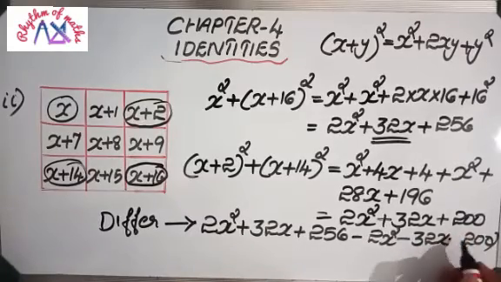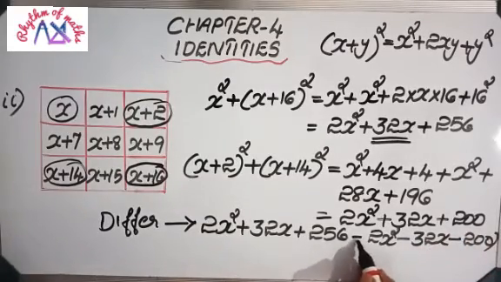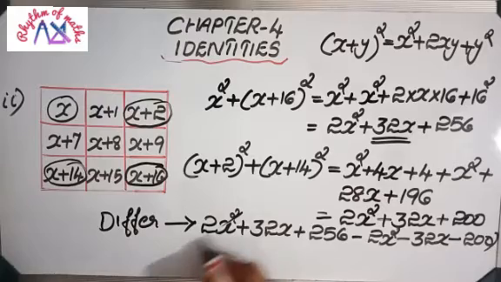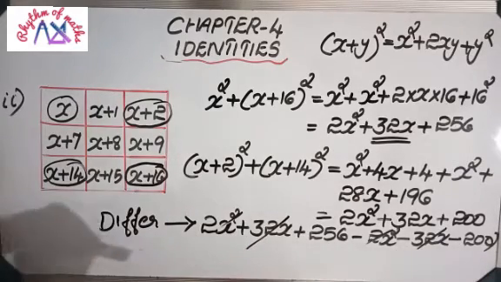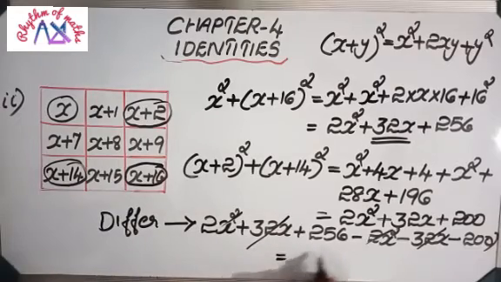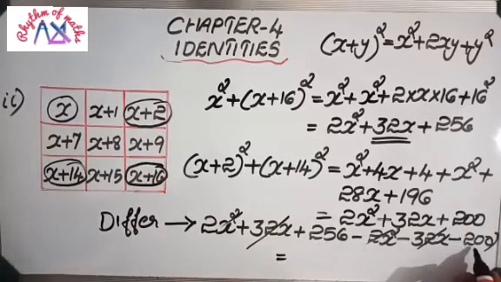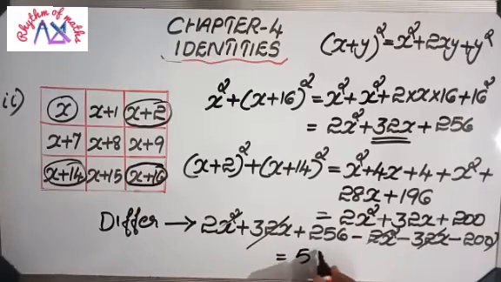Here also I am writing directly. After the negative sign, all the signs will be reversed. Here all are positive, that's why after the minus everything becomes negative. So 2x square we can cancel, plus 32x minus 32x we can cancel. Now remaining is 256 minus 200. From 256 if we subtract 200, what will be the answer? 56 is the answer. So by using algebra also we got the same answer, 56.